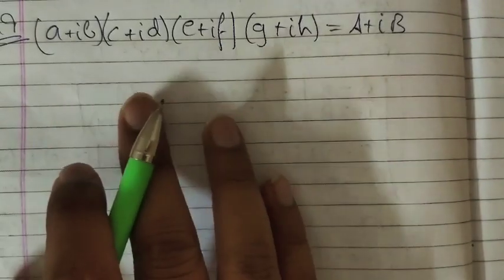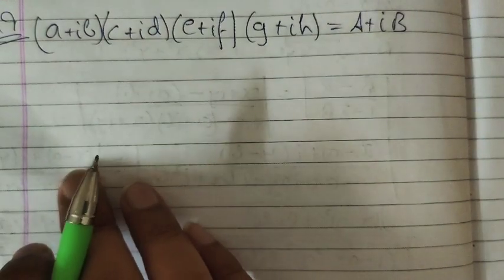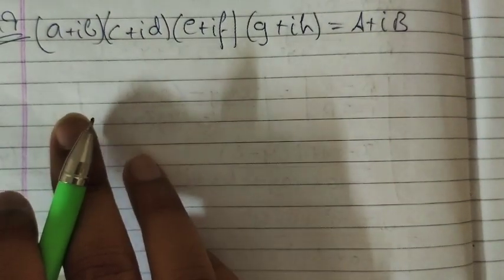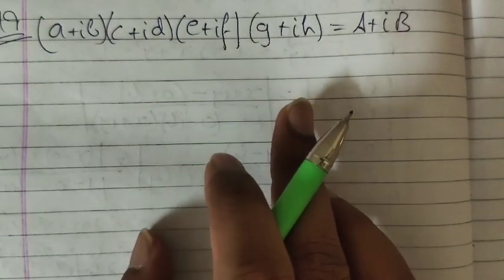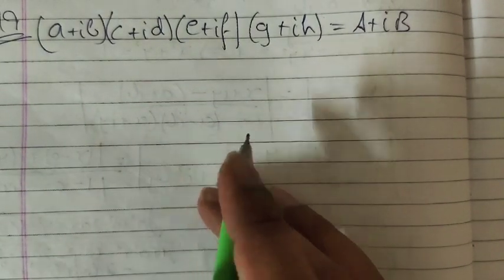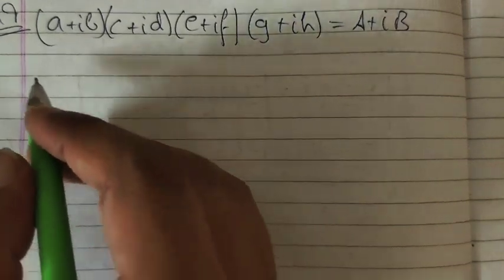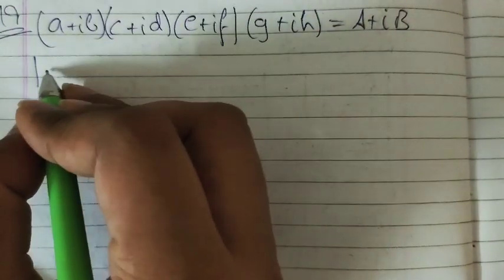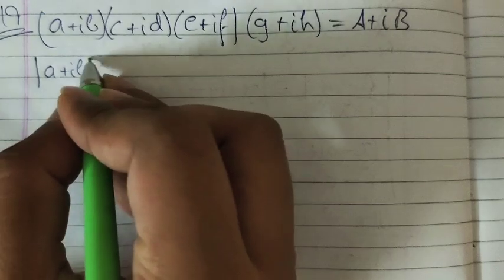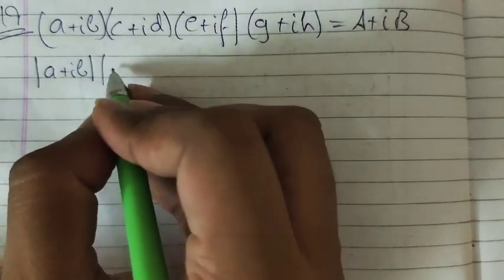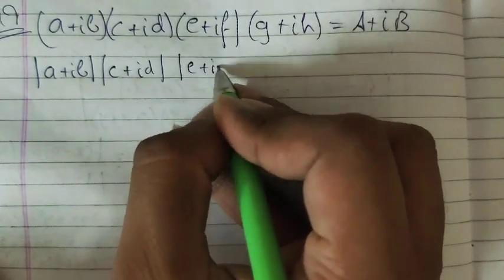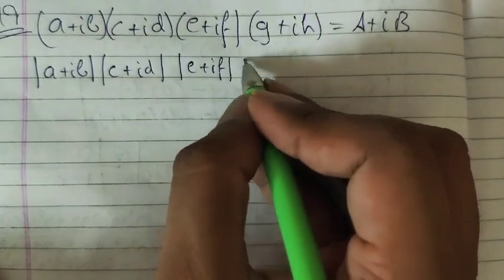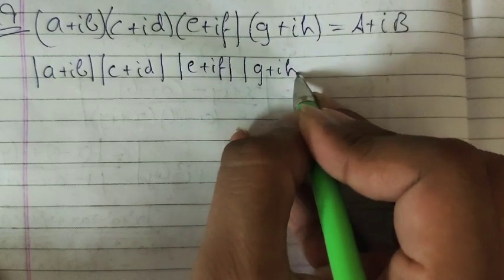Now this is given to us in the question. We have to prove that a square plus b square multiplied by c square plus d square multiplied by e square plus f square multiplied by g square plus h square is equal to a square plus b square. So if I take modulus on both the sides, modulus of a plus iota b, modulus of c plus iota d, e plus iota f, g plus iota h, right?